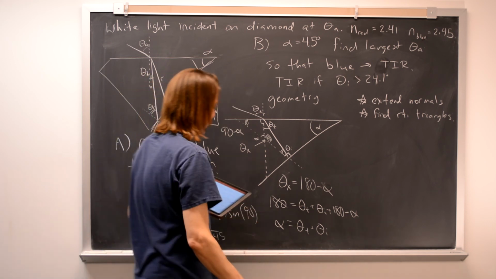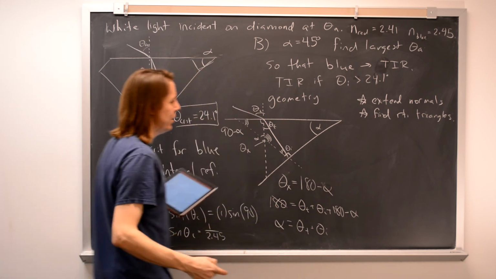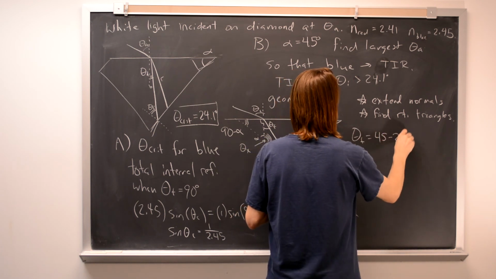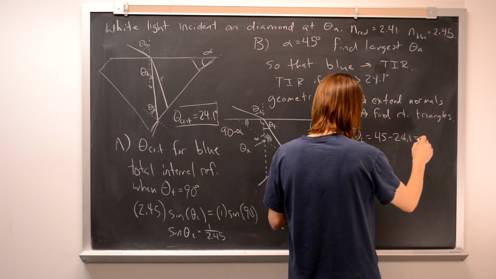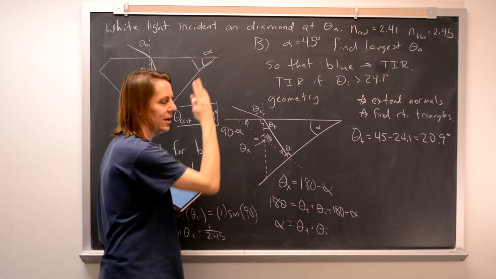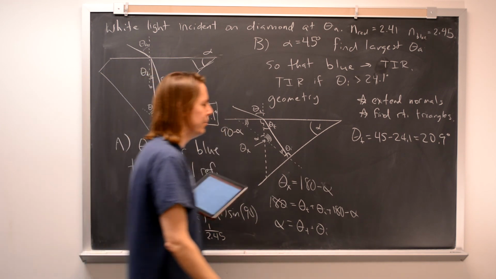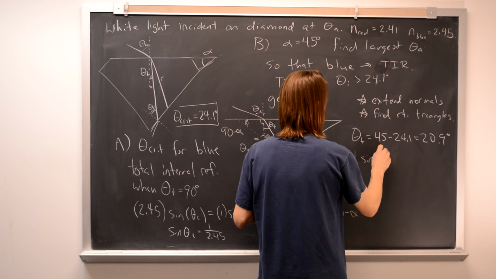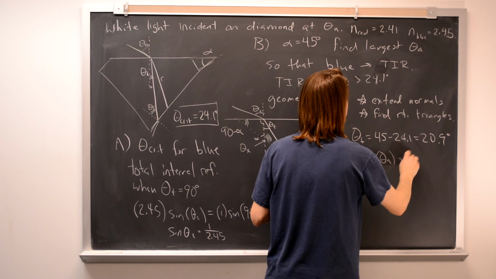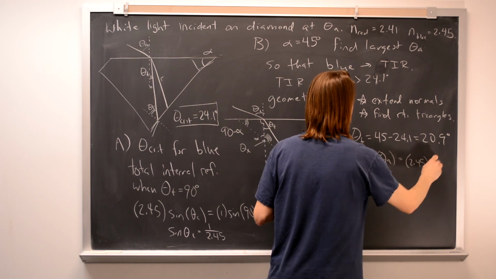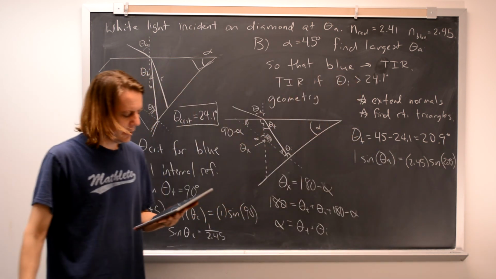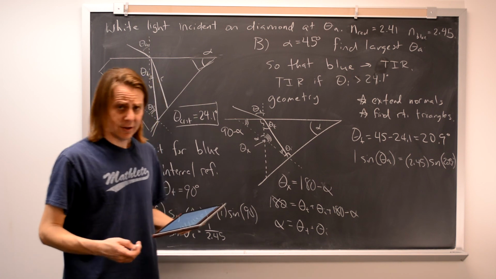So we know that alpha is 45, and we know theta I is 24.1, so then we get that theta t is 45 minus 24.1. So we know that it's 20.9 degrees. So now we know theta t. So now we get theta A from Snell's law. 1 times the sine of theta A, because it's air, equals 2.45 times the sine of 20.9 degrees. And so on. Theta A is 60.9 degrees.